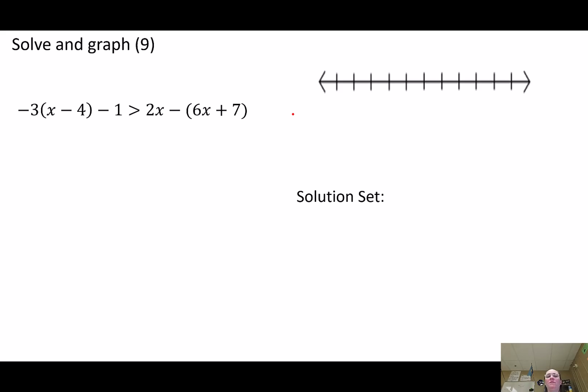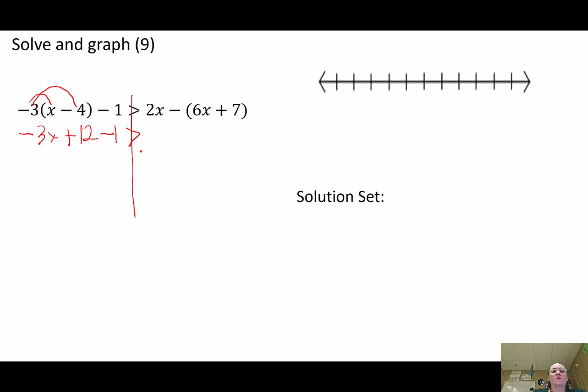All right, so looking at this one here, I do have parentheses on both sides of the inequality. So I'm going to simplify the left side first, and then we'll simplify the right side, and we'll go from there. Okay, so I'm going to take negative 3 times x, which is negative 3x, negative 3 times negative 4, which gives me a positive 12. I still have that minus 1.